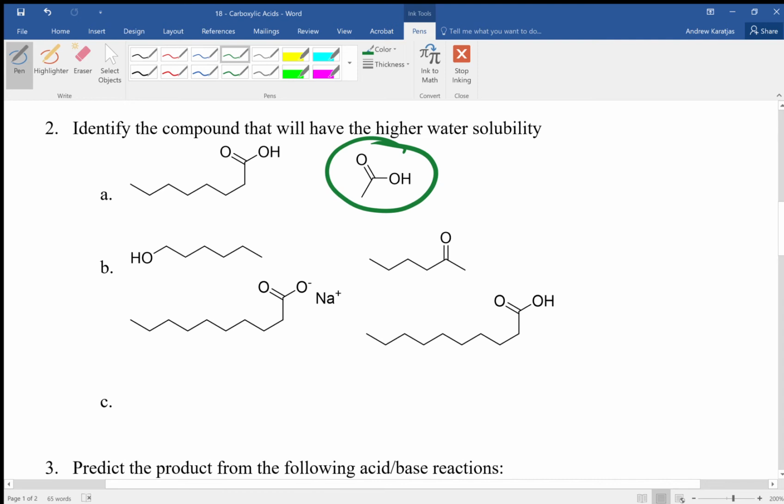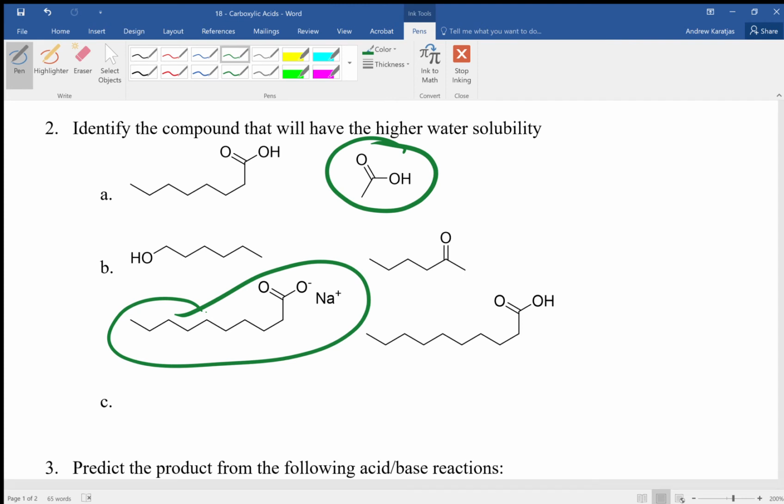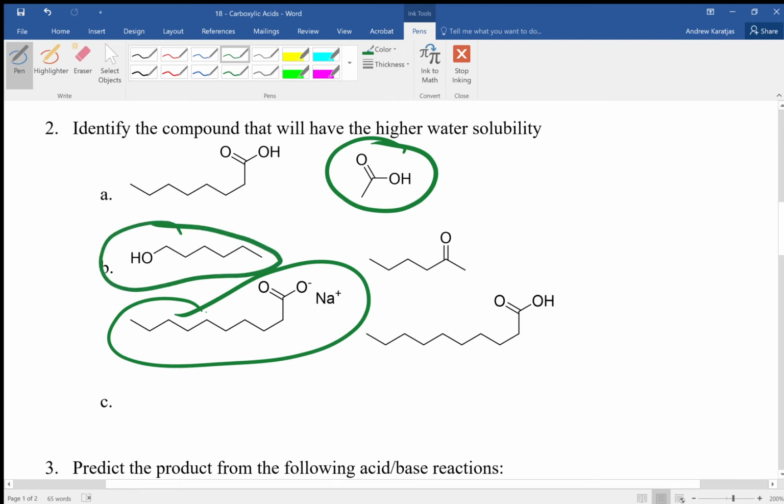In part C, we actually have 2 equivalent length chains. The difference is one of them is the salt. It's the deprotonated form. It's an ionic compound. And that's much more polar, much more soluble than the protonated form. And in part B, we have an alcohol versus a ketone. Alcohol with hydrogen bonding, stronger attraction, more polar than a ketone.